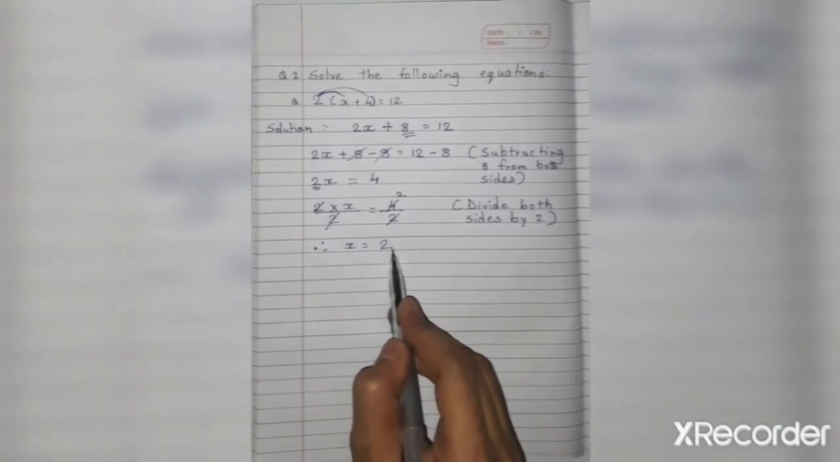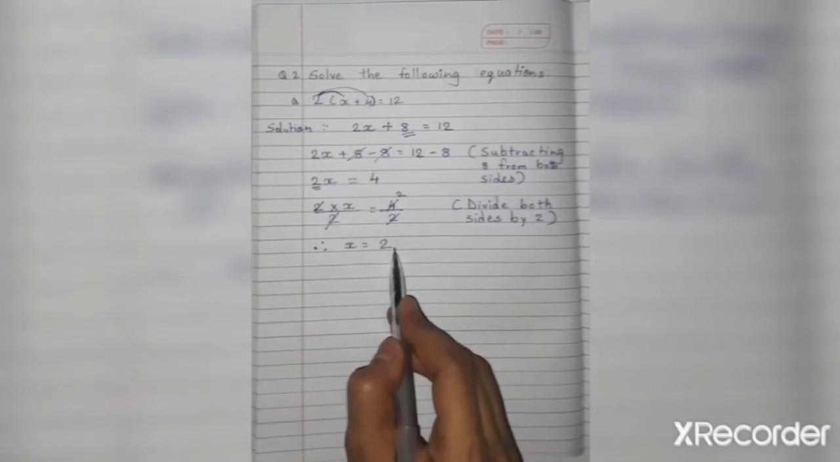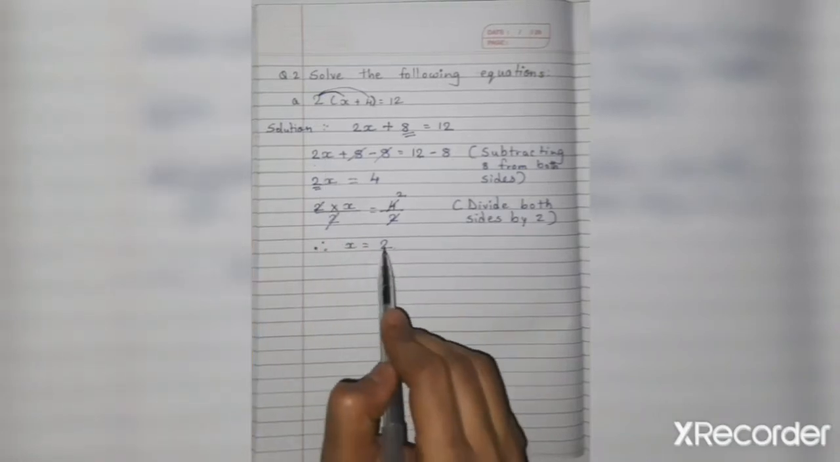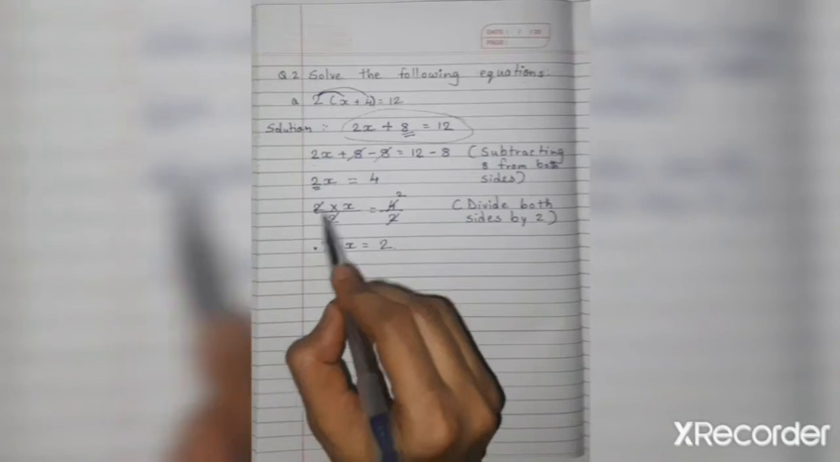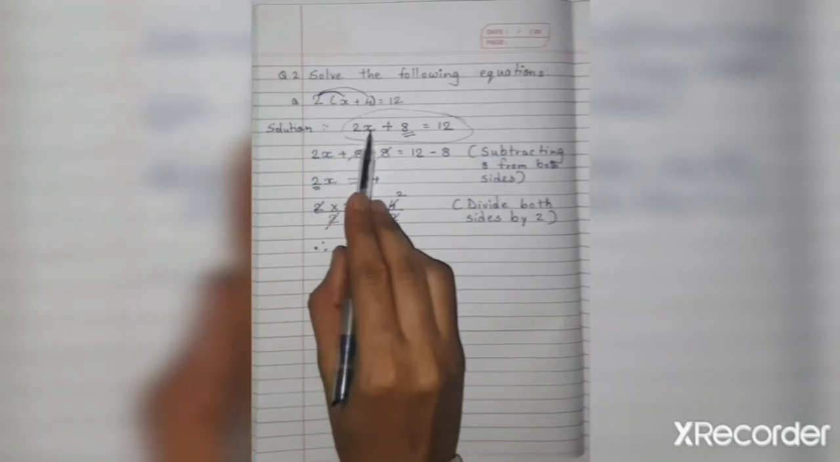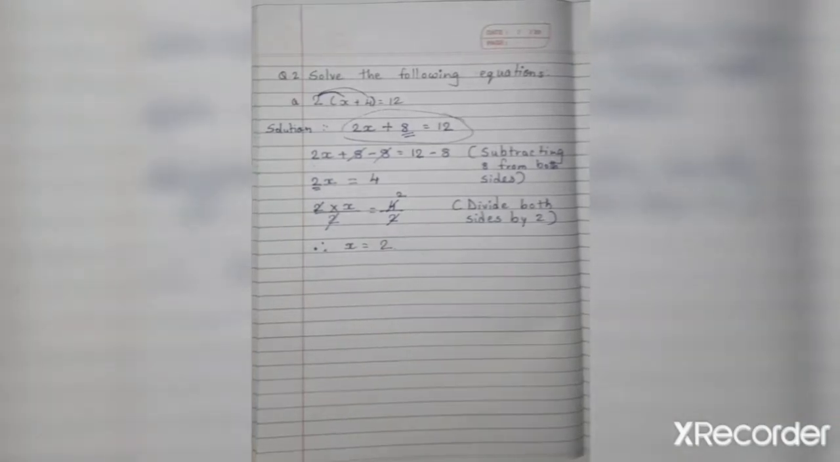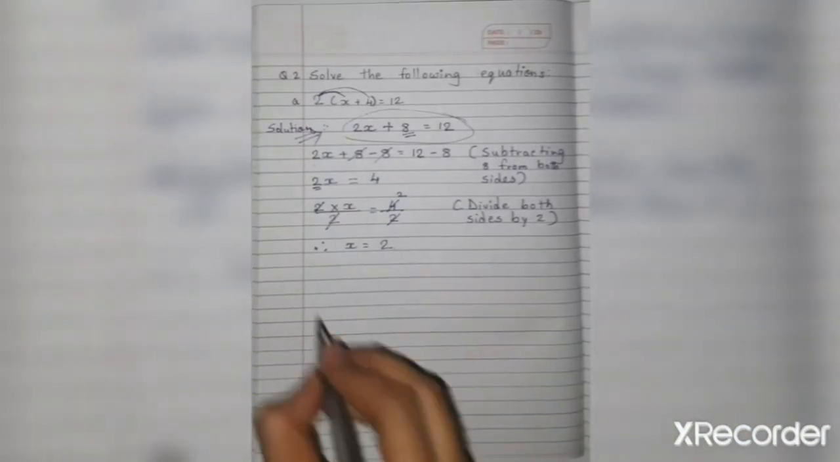If we want to check whether our answer is correct or not, we can replace this variable by 2. Look, here we have equation. In this equation 2 2s are 4. 4 plus 8 is 12. Yes, our answer is correct. This was our first method of solving equation.